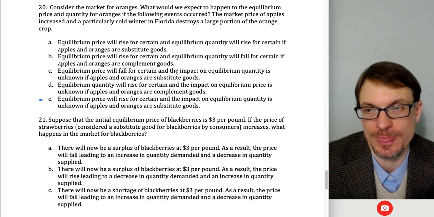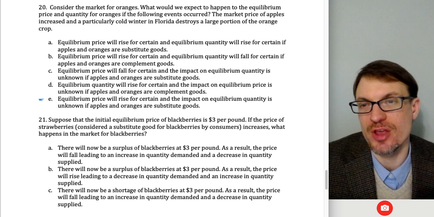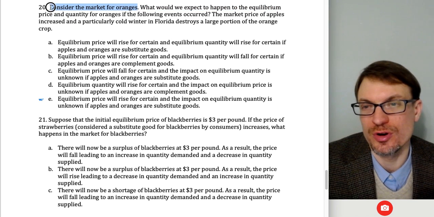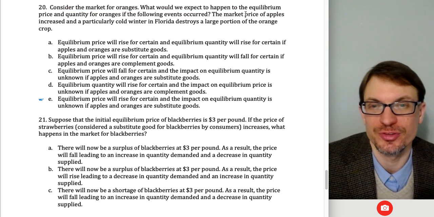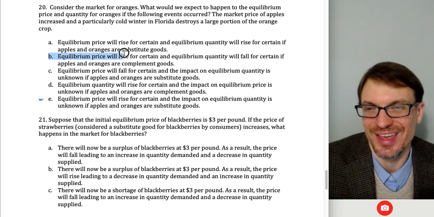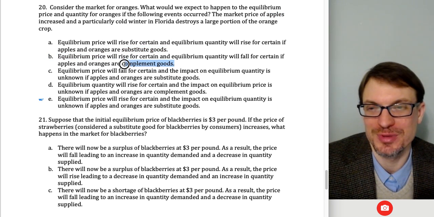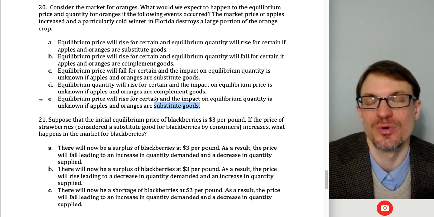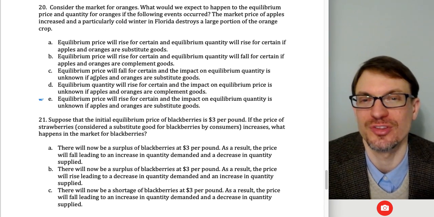We have 2 goods. The good we're focusing on is oranges. We're told something about apples, but we don't know how apples are related. Sure enough, if you look down here, apples could be substitutes. Apples could be complements. So what we want to do is determine which of these is happening.